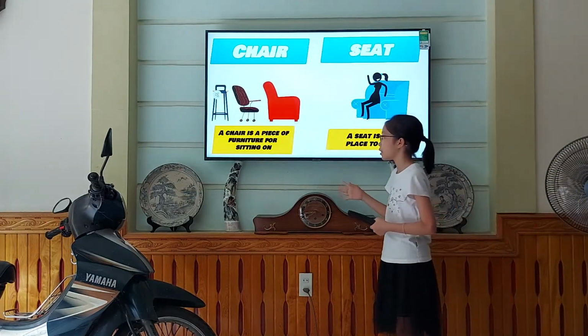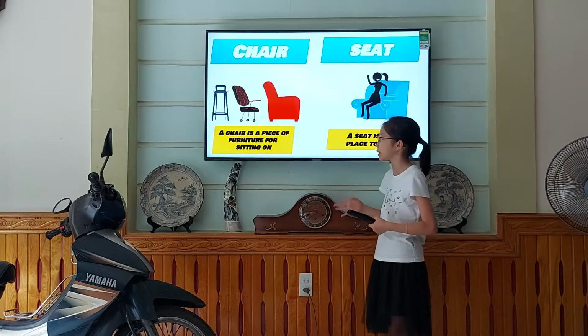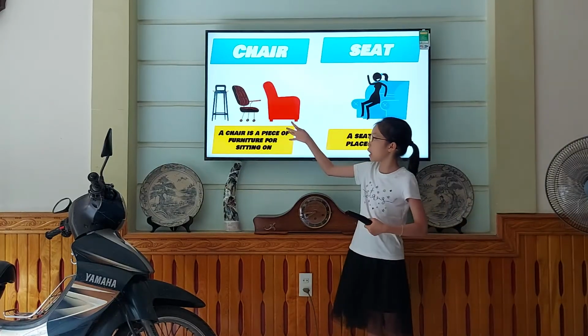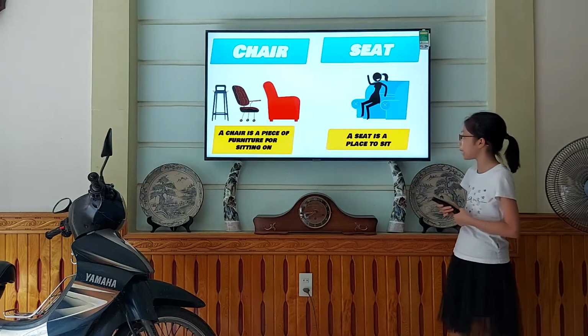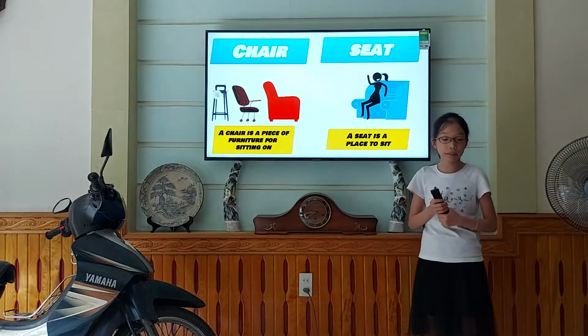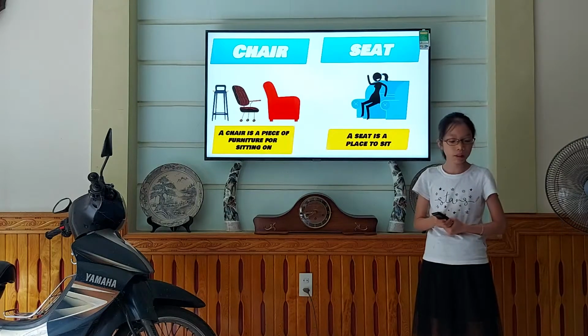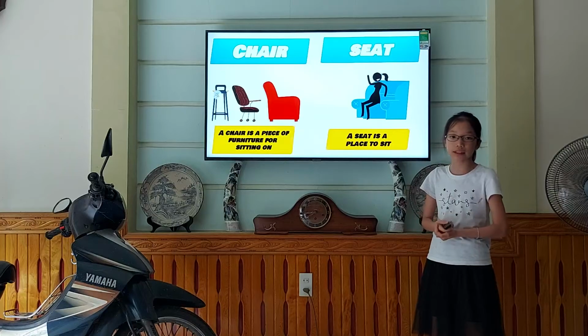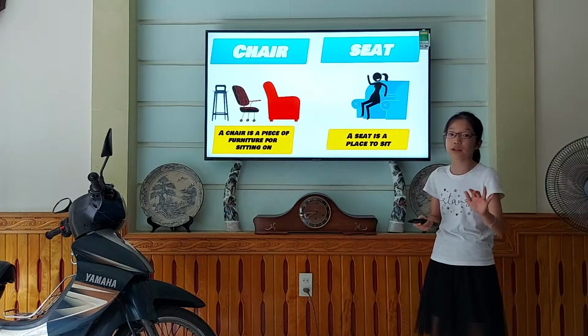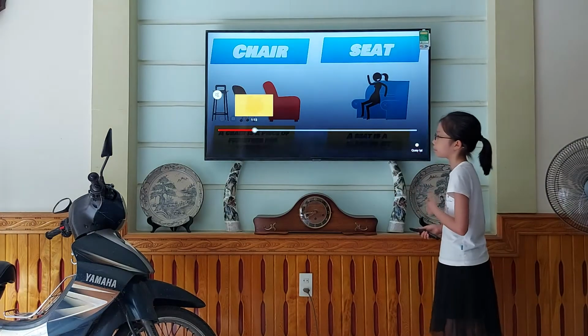Chair is a piece of furniture for sitting on. Here is some examples over here. And a seat is a place to sit. Seat is a place to sit. So maybe like the floor is a place to sit, or a chair is a place to sit. So that's the difference between chair and seat.